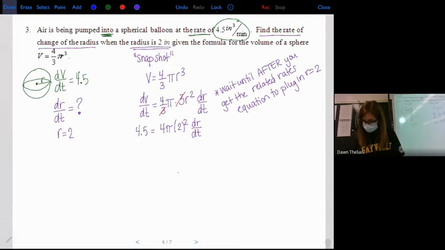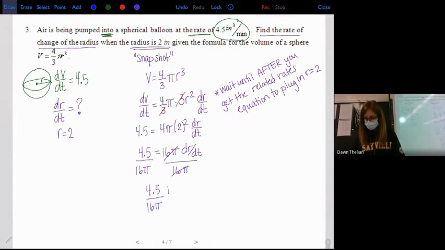So now we just have to simplify this. We've got 2 squared is 4, so 4 times 4 is 16 pi, and we're solving for dr/dt. Now, this is a good opportunity to talk about silly mistakes in the calculator. If this was non-calculator, this would be our answer. And since it's just radius, it would be inches per minute, not inches cubed, right? Radius is just in linear units.